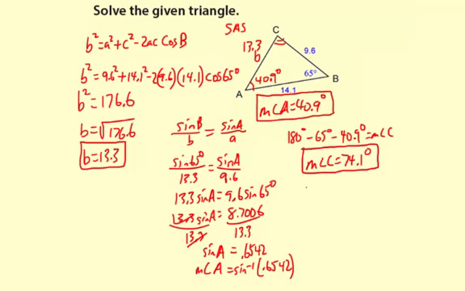Okay, so there are three different processes here. The first one, using the law of cosines to solve for the unknown side. Then we use the law of sines to solve for an unknown angle. And once we had two known angles, we could solve for the third angle using the triangle sum theorem. So law of cosines first, law of sines second, and finally, triangle sum theorem.